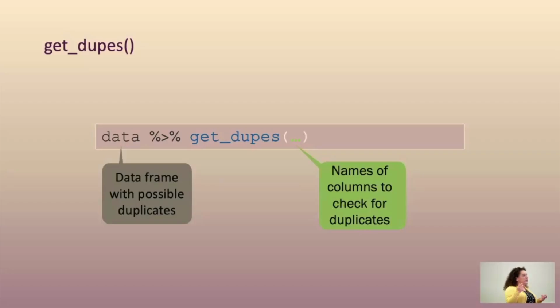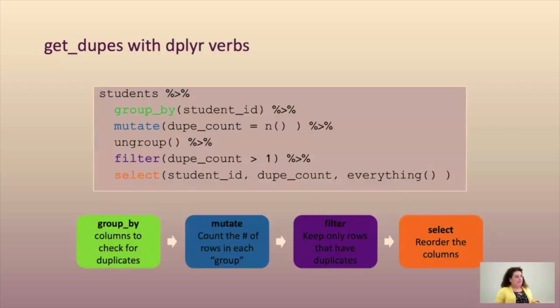So getDupes works like count, kind of. You give it a data frame, and then you give it the columns that you are checking uniqueness by. So it's basically a wrapper for the dplyr verbs of group by, mutate with a count, filter and select. But it's one line instead of 5, so it's faster to write.